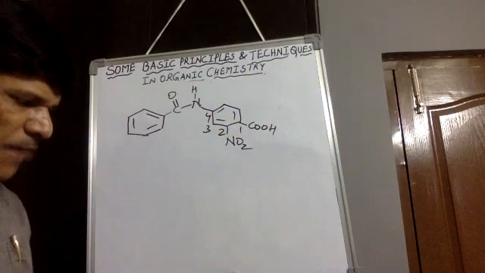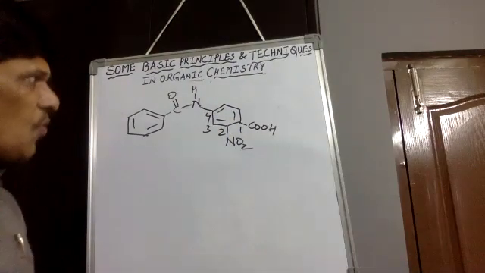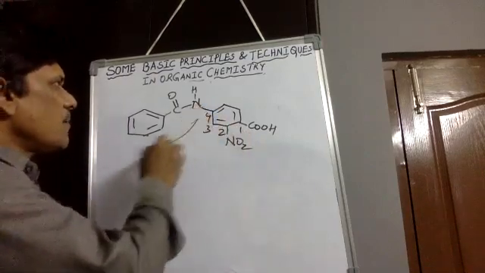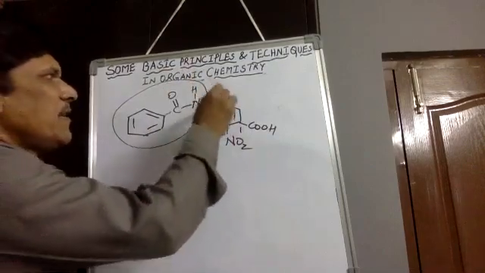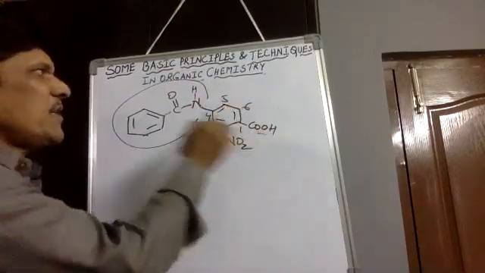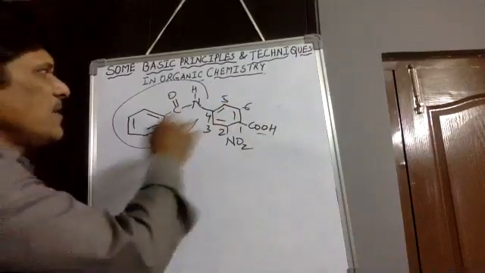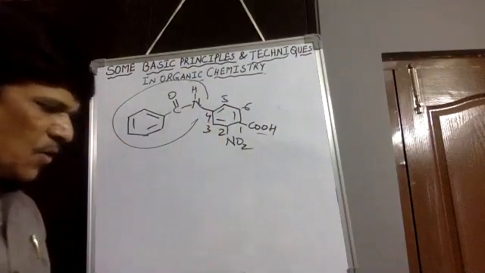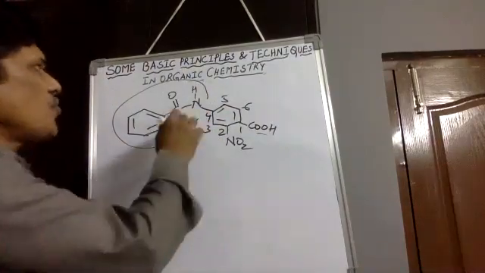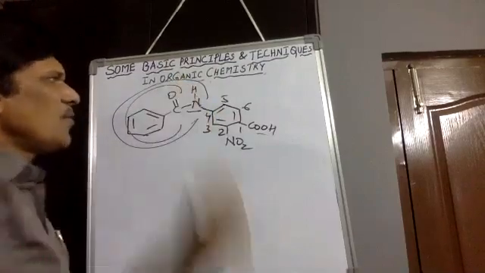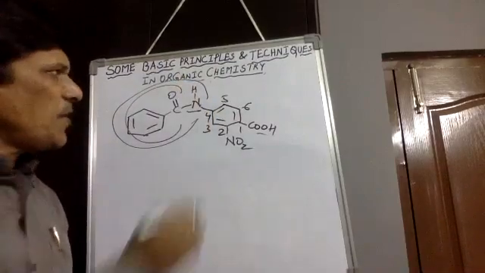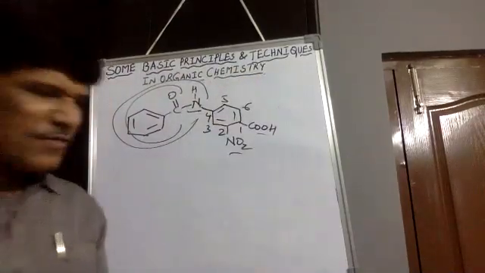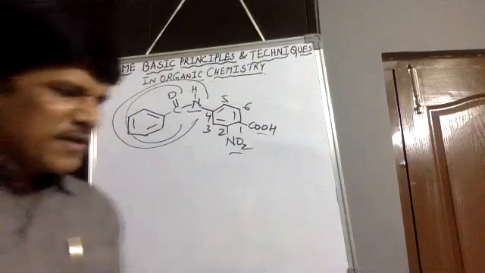Then the IUPAC name is option A, 4-benzyl amino. This is called a benzyl amino group on this longest chain, because COOH gets more priority than amide, so the amide is taken as a substituent. Therefore, at the fourth position, 4-benzyl amino, 2-nitro benzoic acid. That is the name of that compound, so option A is exactly correct.